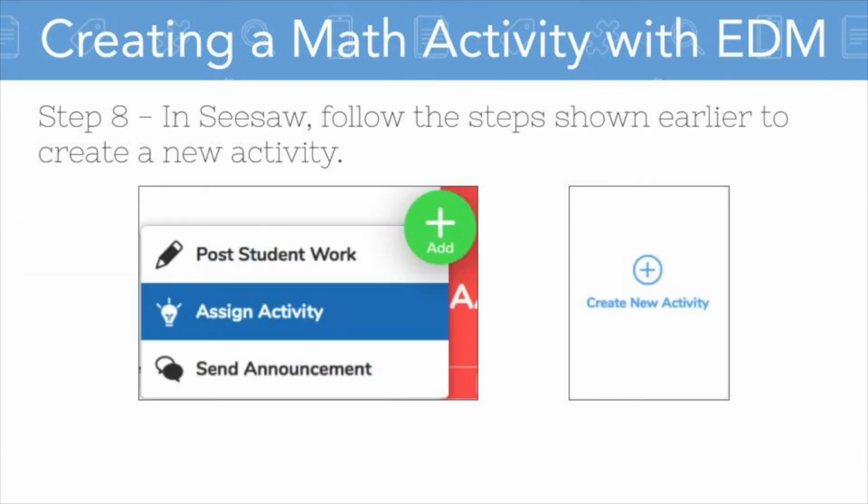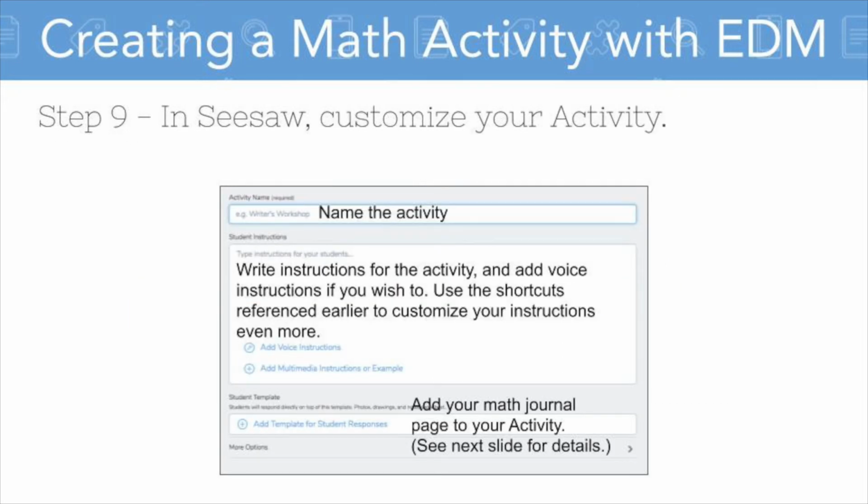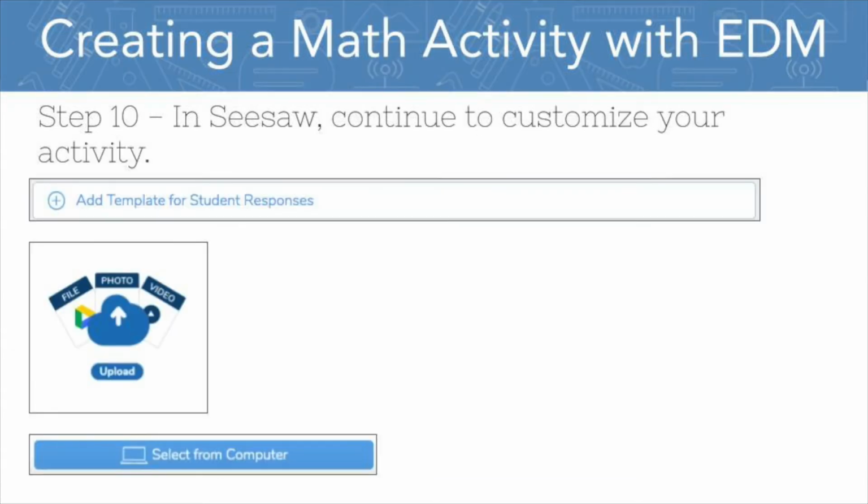Then in the next steps, you're going to assign your activity, create a new activity, name it, write your instructions, and add your math journal pages. I'm going to show you how to do that process using some pages that I have that are not Everyday Math, but you'll get the picture. Finally, in Seesaw, you'll continue to customize your activity. You'll add your template for student responses. You'll upload and then select from the computer.